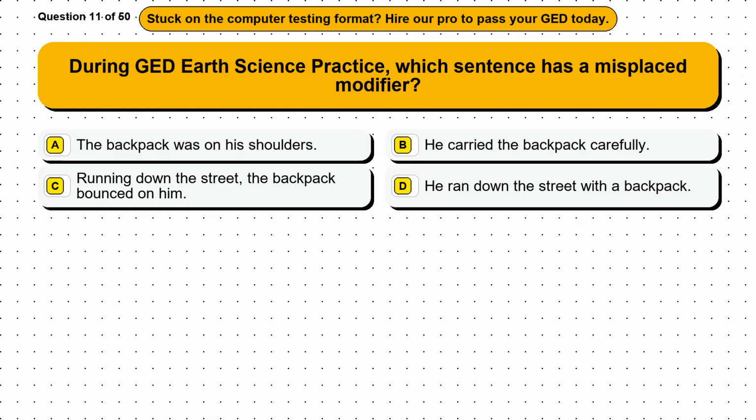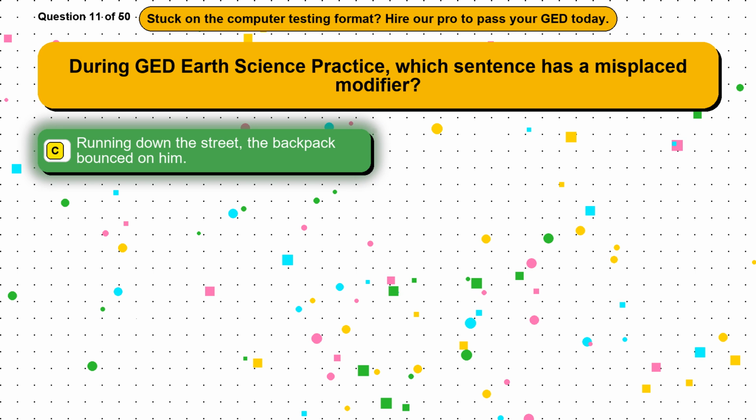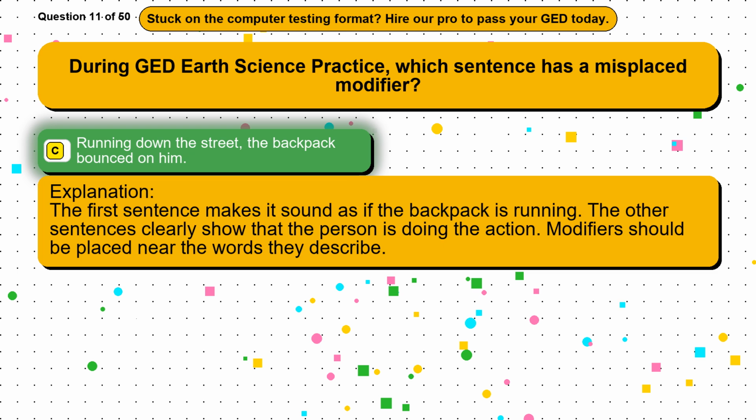Question 11. During GED Earth Science Practice, which sentence has a misplaced modifier? Option A. The backpack was on his shoulders. Option B. He carried the backpack carefully. Option C. Running down the street, the backpack bounced on him. Option D. He ran down the street with a backpack. The correct answer is option C. Running down the street, the backpack bounced on him. The first sentence makes it sound as if the backpack is running. The other sentences clearly show that the person is doing the action. Modifiers should be placed near the words they describe.